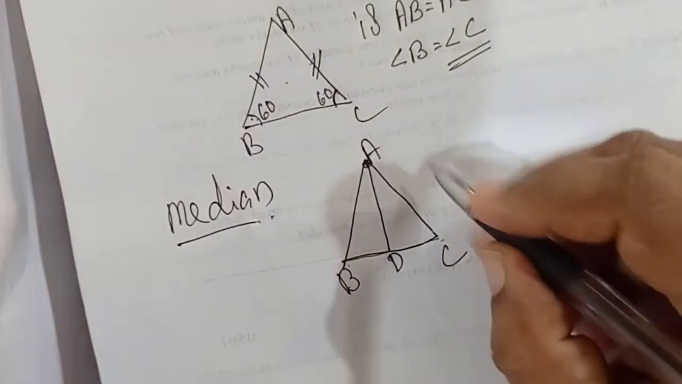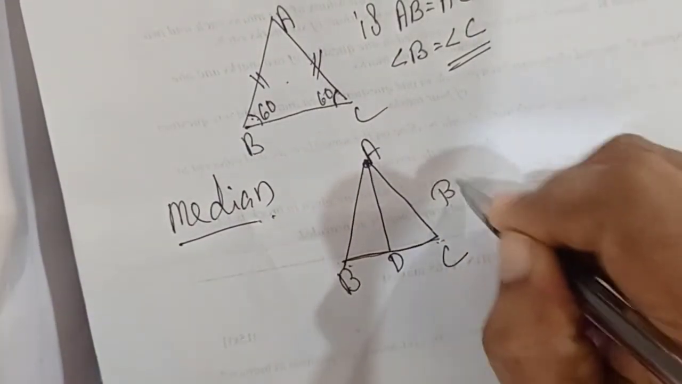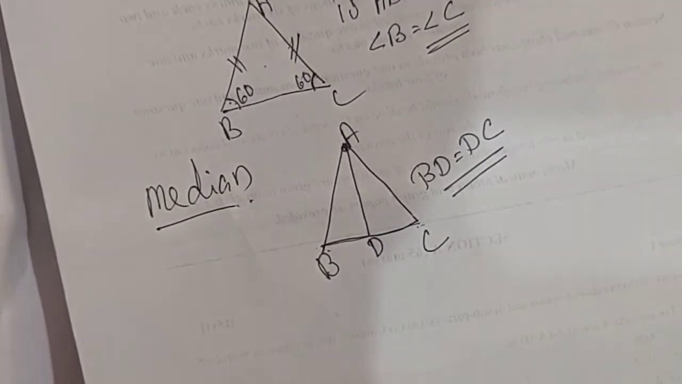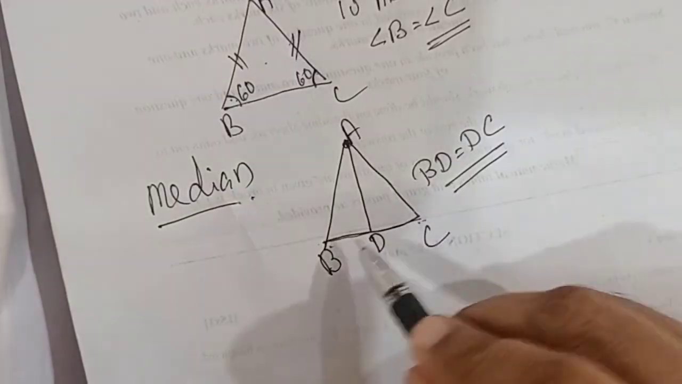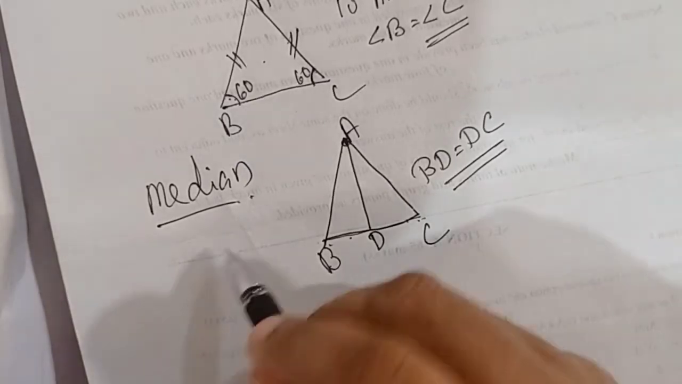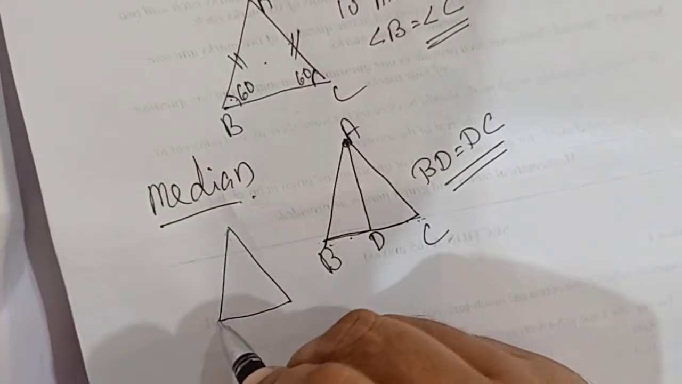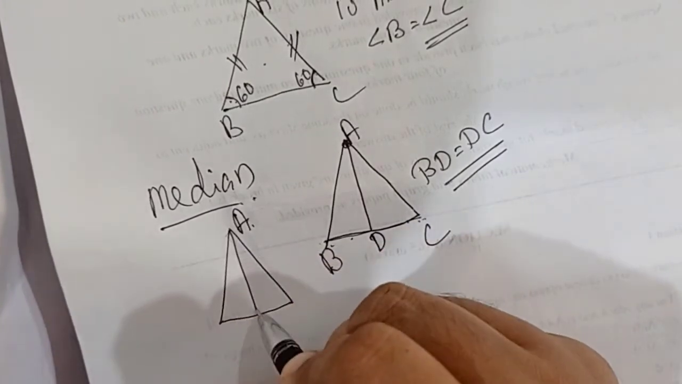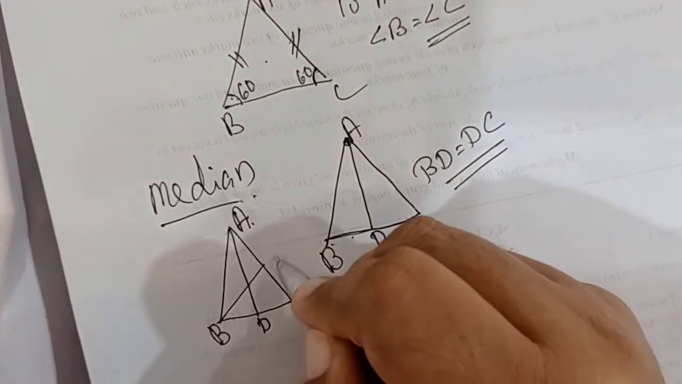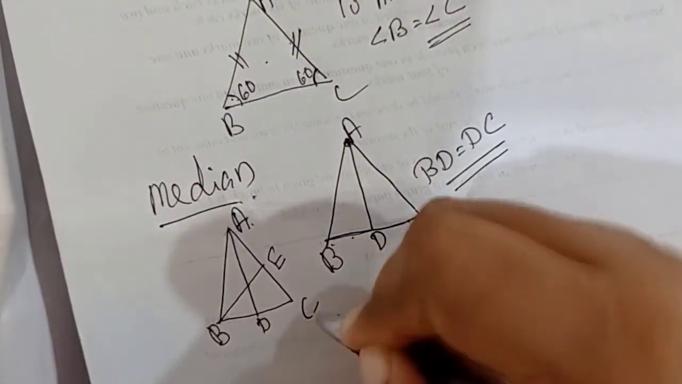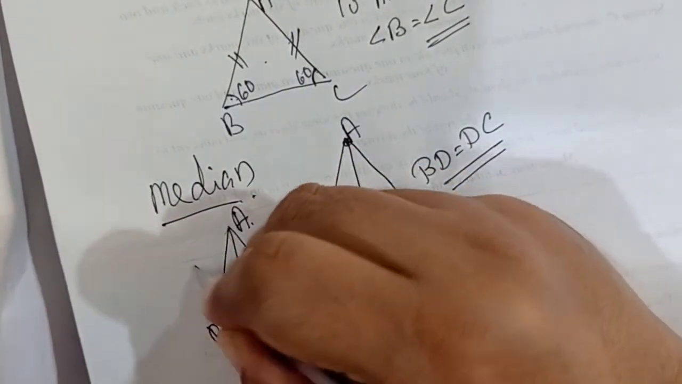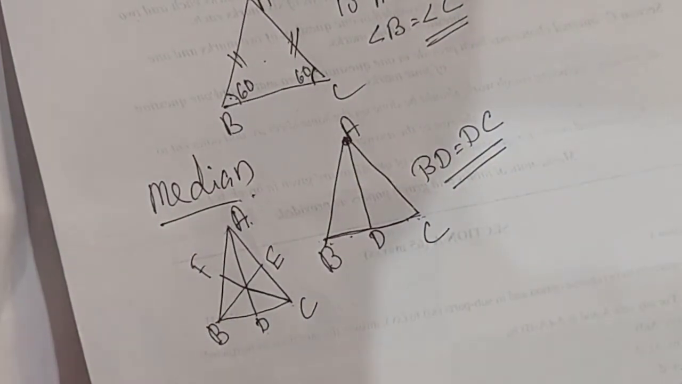The median divides the base, right? BD is equal to DC. Median divides the base. BD equal to DC. And we know that a triangle has how many medians? From the vertex A, you can draw AD. AD is one of the medians. From B, you can draw BE. From C, CF. Three medians are there.